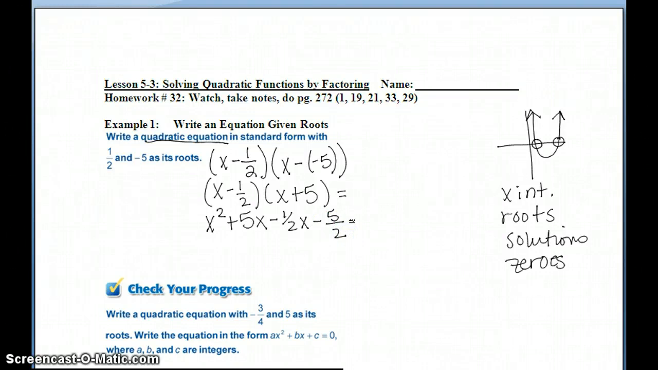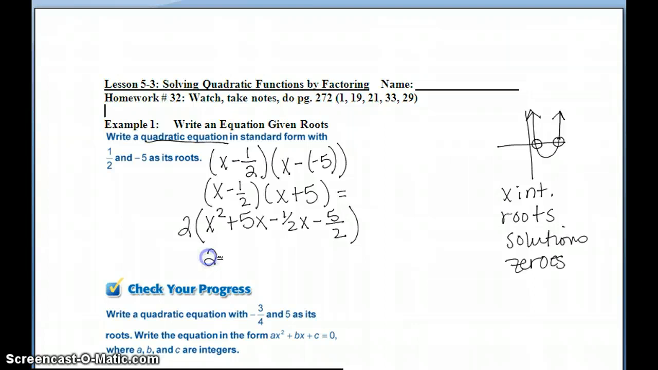Now, this is a quadratic that has some fractions in it, and I don't like fractions, so I want to get rid of those. I'm going to do that by multiplying by the common denominator. The 2 denominators I have are the 2 under here and the 2 under here, so my common denominator is 2. If I put that 2 in the front and distribute it, I'm going to get rid of the fractions. So that's what I'm going to do.